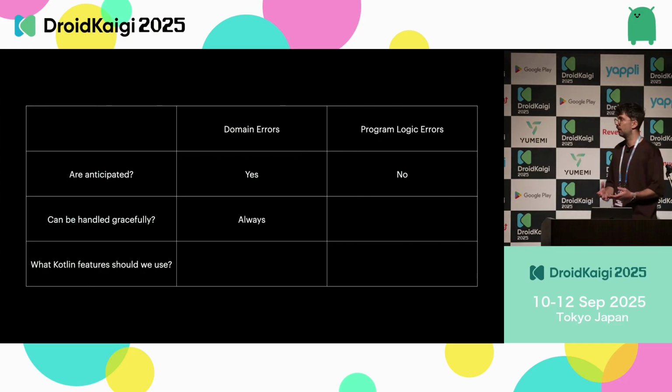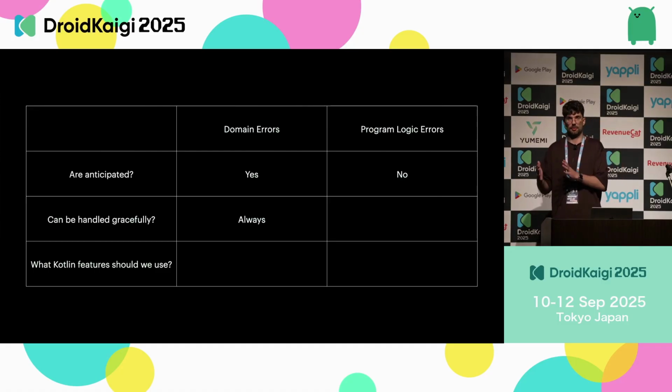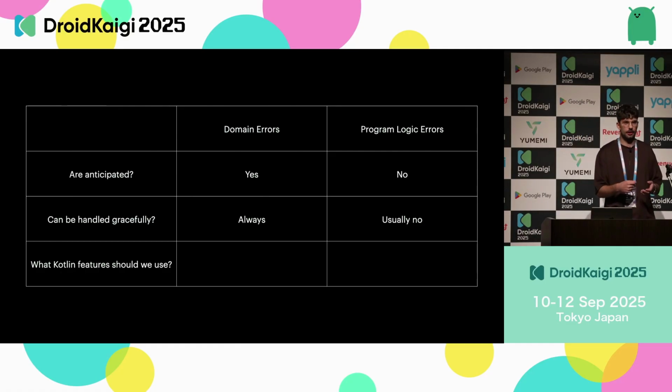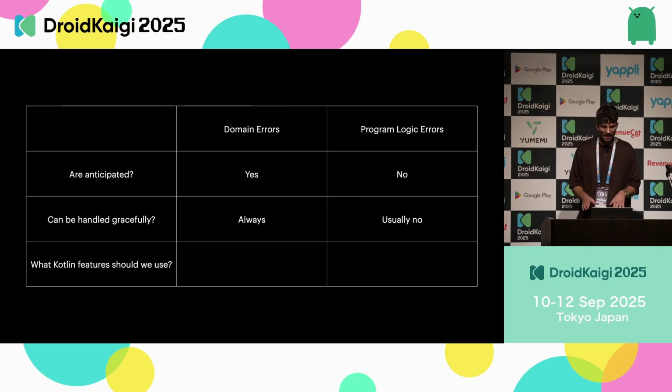As mentioned, domain errors are nothing less than just a different type of flow in our application than the happy path. So we should always handle them gracefully. For program logic errors, this is not that easy, because we cannot anticipate them. Usually it means that we cannot handle them gracefully. We can handle it, but it usually involves some kind of global error handler that is just, for example, restarting an application or something like that. So I wouldn't call it really graceful.